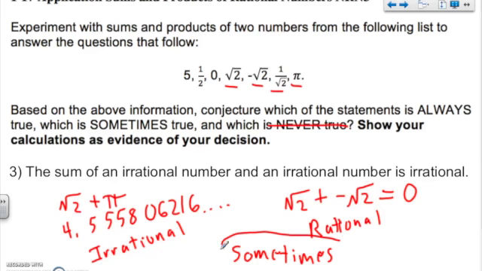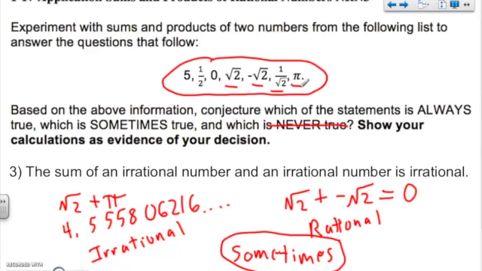So go through the rest of these examples. Play with some numbers from the list above, up here. See whether you can prove that they're always true, sometimes true, or never true. Good luck with the application.